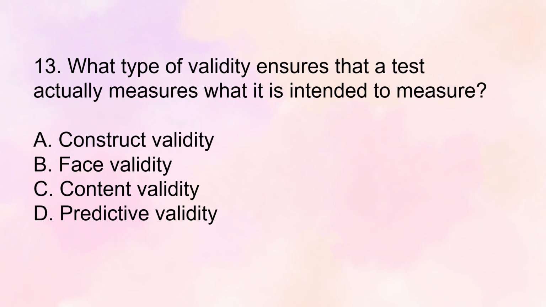Number 13. What type of validity ensures that a test actually measures what it is intended to measure? Letter A, construct validity. Letter B, face validity. Letter C, content validity. Or letter D, predictive validity.